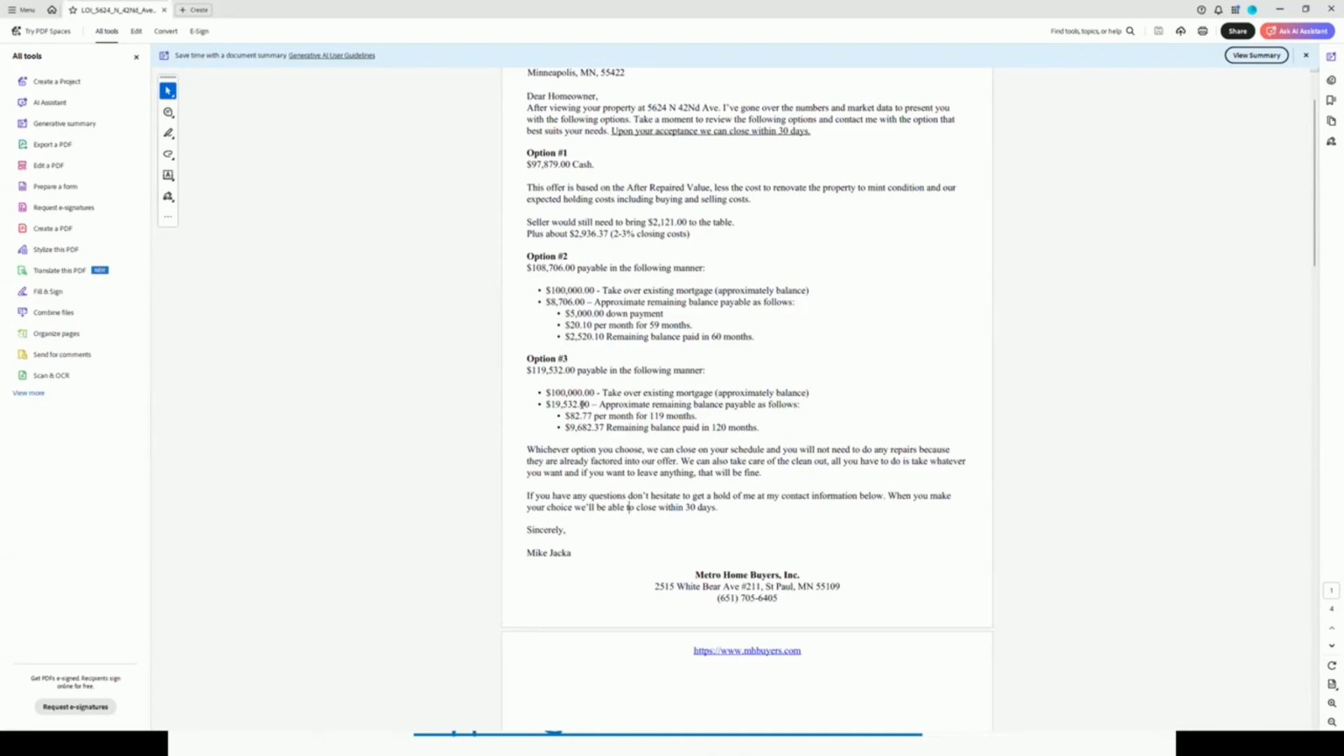So we give them multiple options, let them sit on them, let them decide what they want to do. Most of the time they end up taking our, if we buy the property. When I say most of the time, I don't mean most of my offers. I mean, most of the time when they take an offer, it's the cash offer. Right? But occasionally they will take option number 2 or option number 3, depending on their situation.